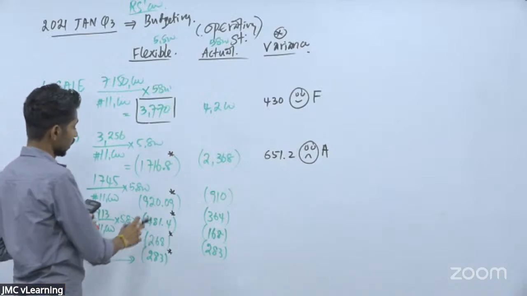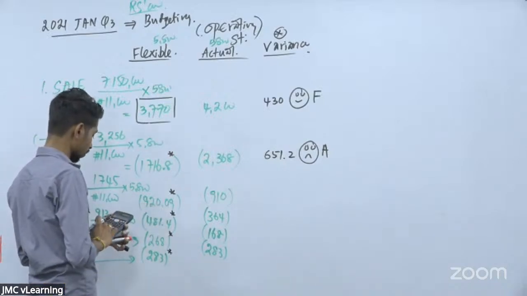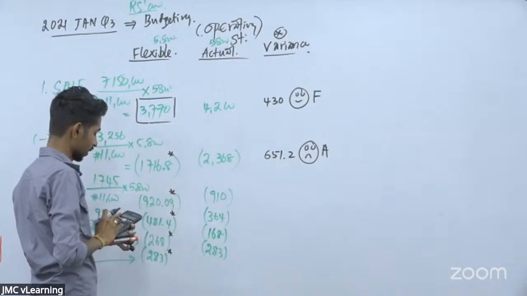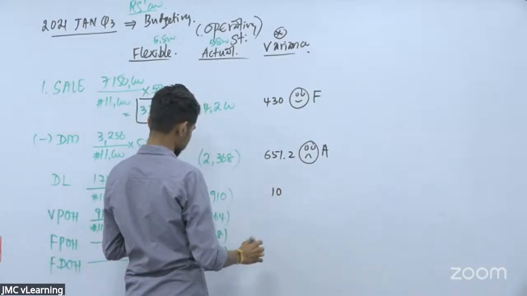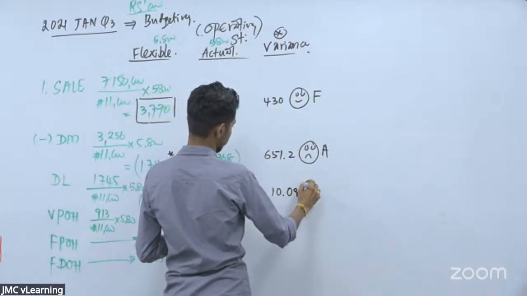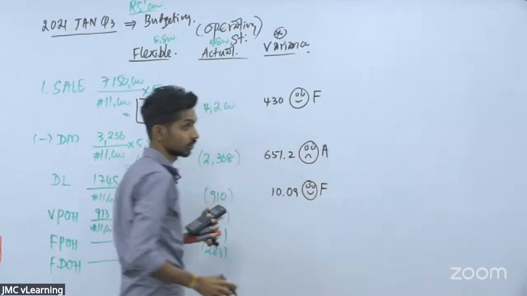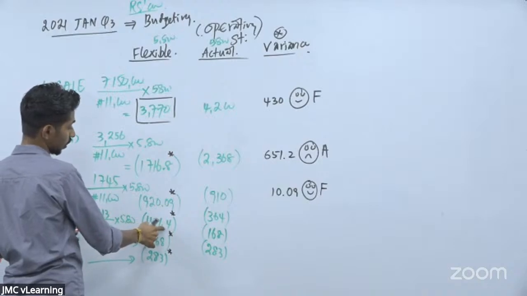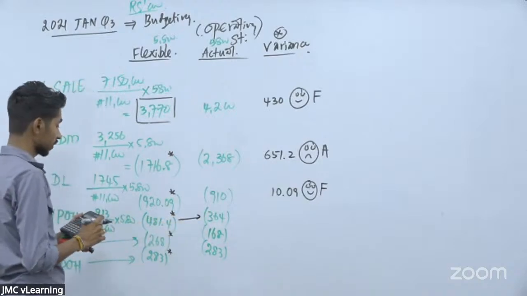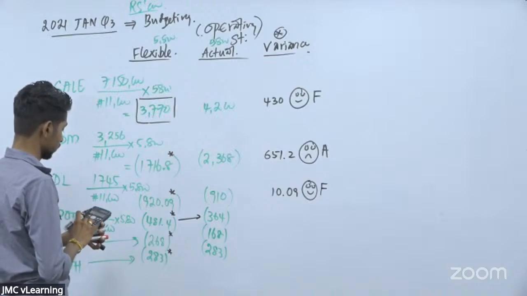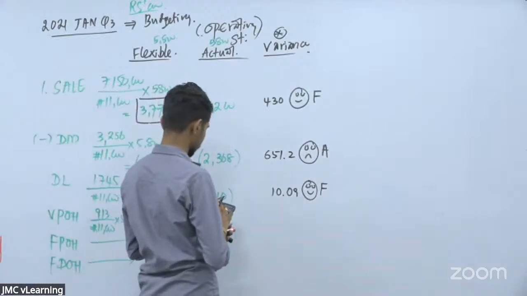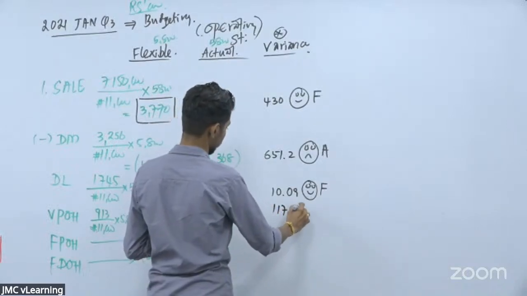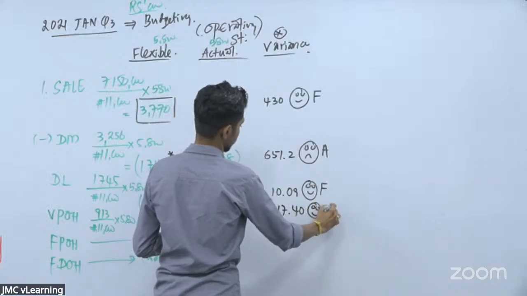Thereafter, direct labor. 920.09 is our expected cost. Actually, we incurred a lesser amount, 910. That is the positive sign, 10.09. Favorable condition. Thereafter, variable production overhead, 481.4. But we incurred a lesser amount, that is the positive sign, 364. 117.4. That is favorable.